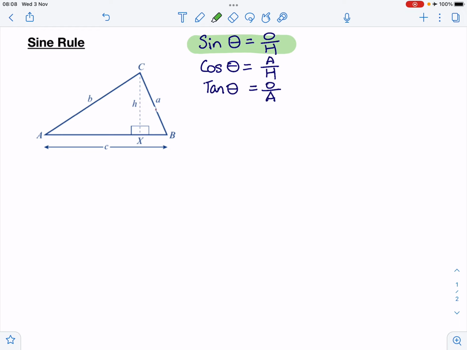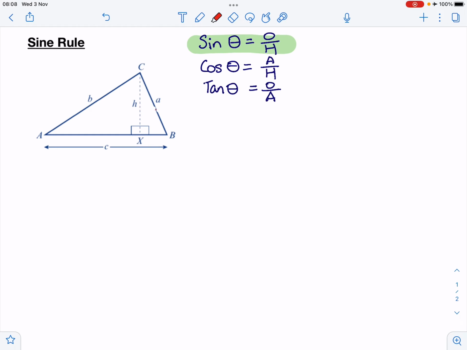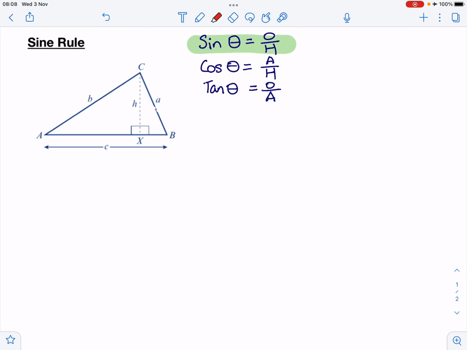As we said, the sine rule works for any triangle, but the trig ratios only apply to right angle triangles. So what we're going to do first is split our triangle into two right angle triangles. The first triangle is triangle ACX. So this is our triangle 1.